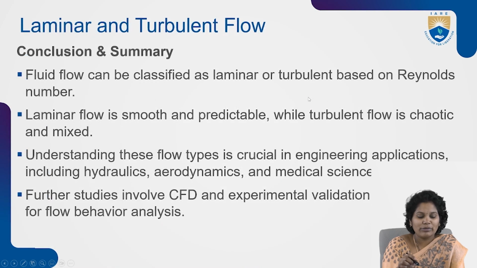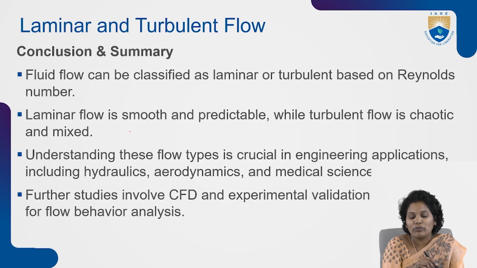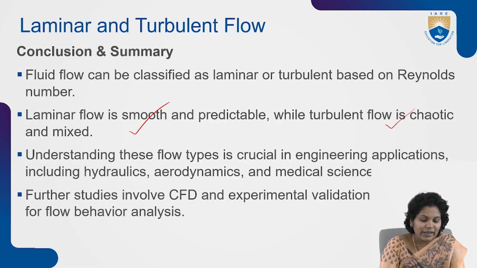The main difference between those two flows is that laminar flow moves in a smooth path, while turbulent flow is chaotic and mixed. This is mainly used in aerodynamics and medical sciences. CFD and experimental methods are used to study the behavior of the flow in a circular pipe.